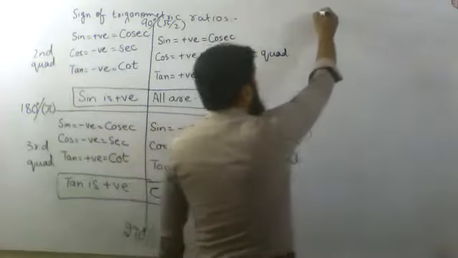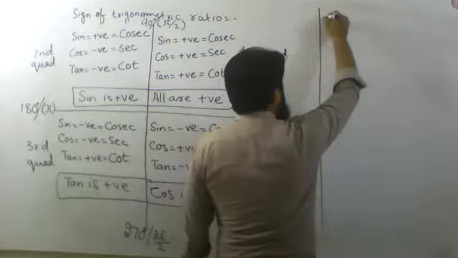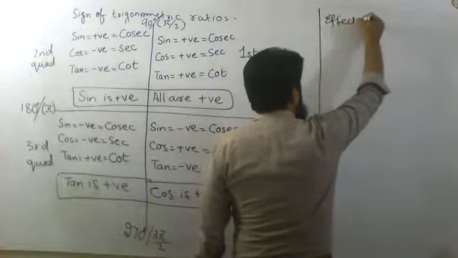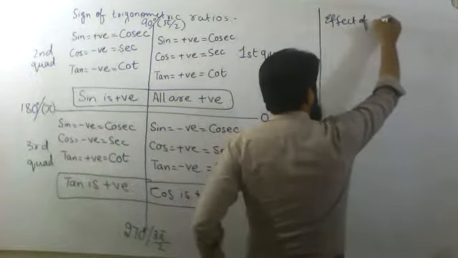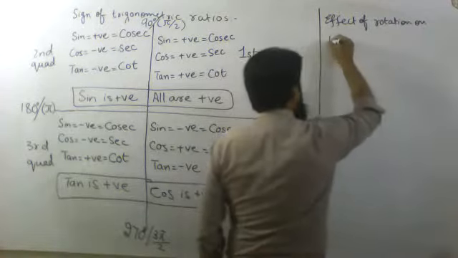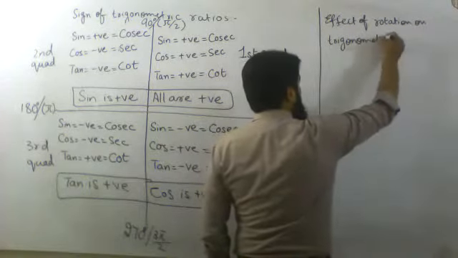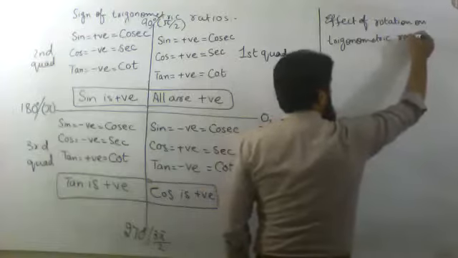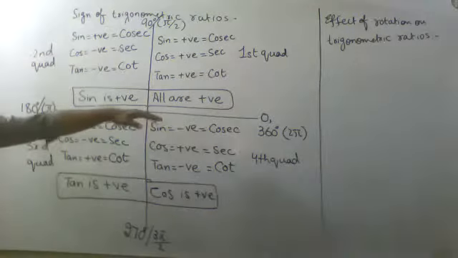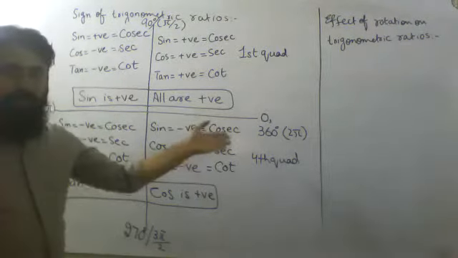Now, I am going to discuss some effect of rotation on trigonometric ratios. Okay. Right now, the relation is going like this: 0, 90, 180, 270, 360.